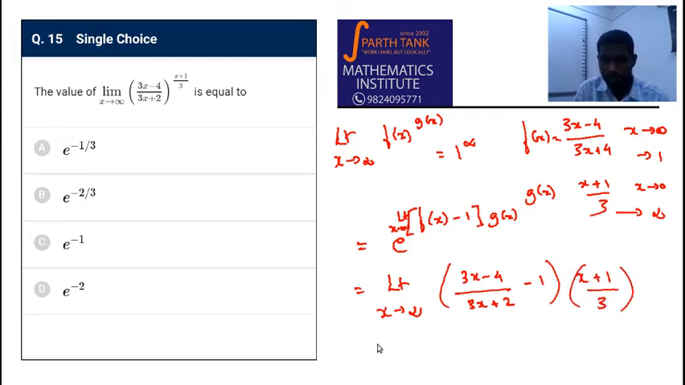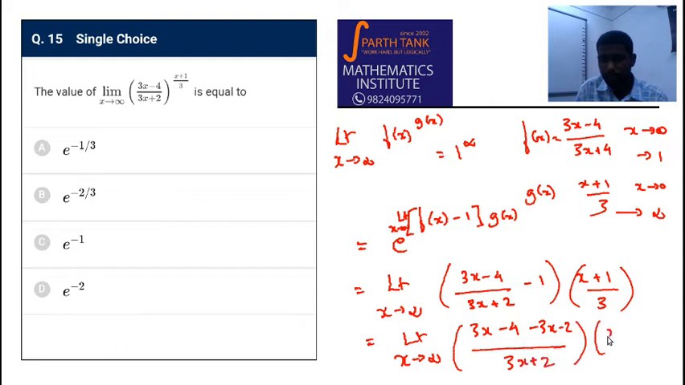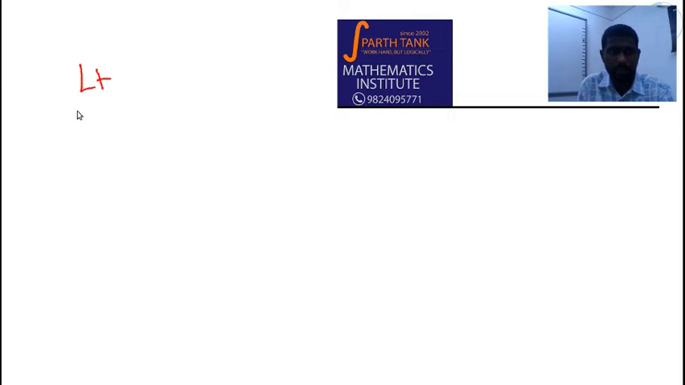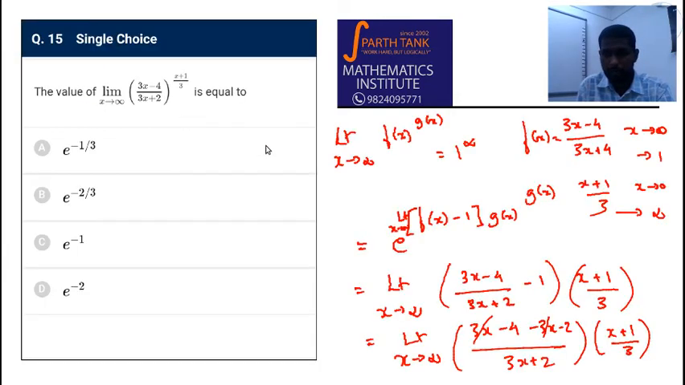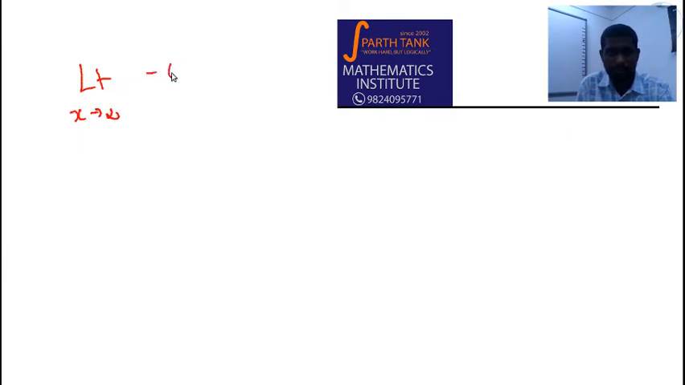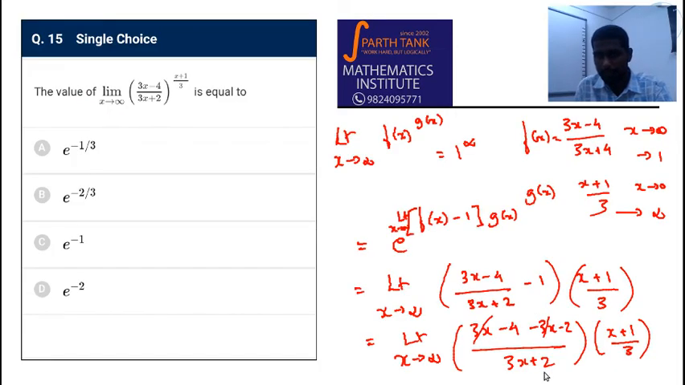So now this becomes limit x tends to infinity (3x minus 4 minus 3x minus 2) upon (3x plus 2) into (x plus 1) by 3. So this becomes minus 6, right? So this limit can be written as limit x tends to infinity minus 6 into (x plus 1) by 3 into (3x plus 2).